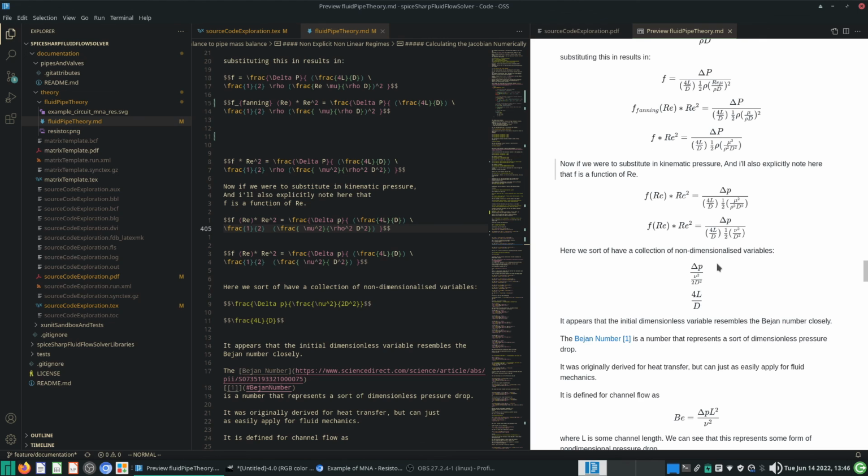So we have a collection of non-dimensionalized variables, because friction factor is dimensionless, Reynolds number square is dimensionless, and L over D is dimensionless. So this collection of terms here is some sort of non-dimensionalized pressure. My question after that is: is there any existing non-dimensional number that matches this collection of variables?